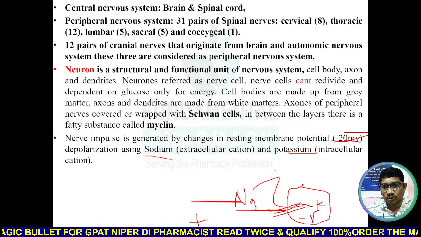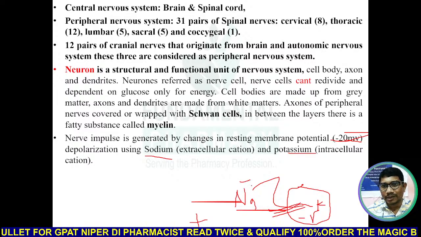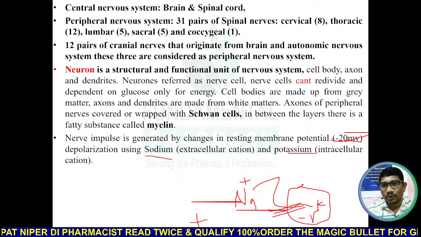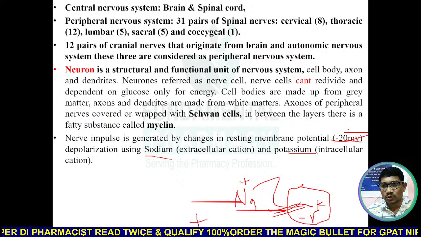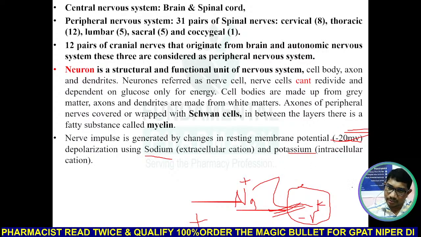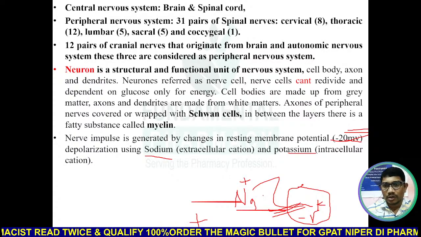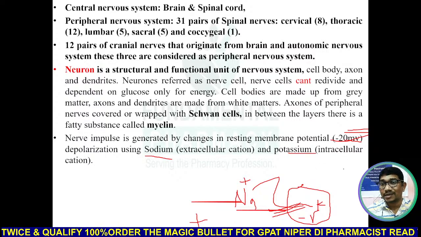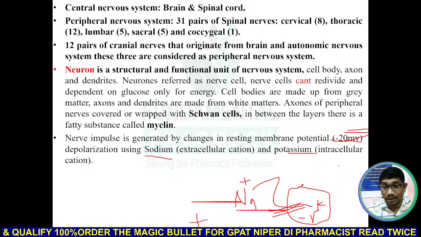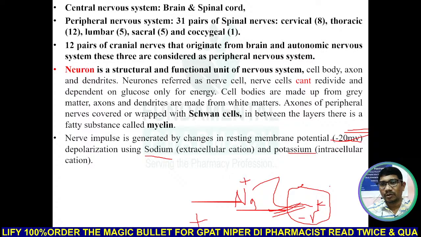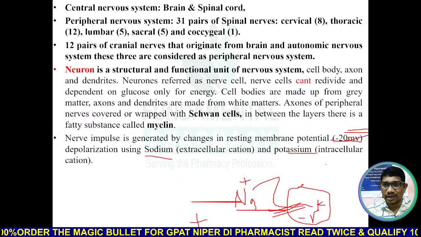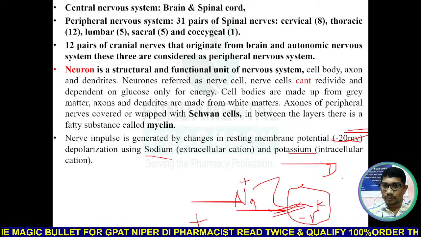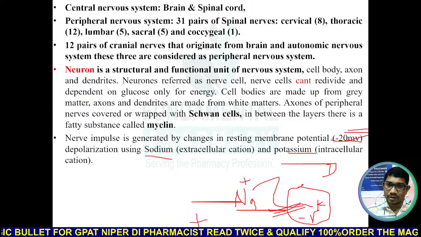Sodium is a cation. If sodium goes inside, the inside cell potential will be disturbed, because the inside potential is -20 millivolts, meaning on the negative side, and outside there is sodium. If sodium goes inside the cell, there is a change in the potential of your cell. So the resting membrane potential of the cell will be disturbed, and that is known as depolarization.